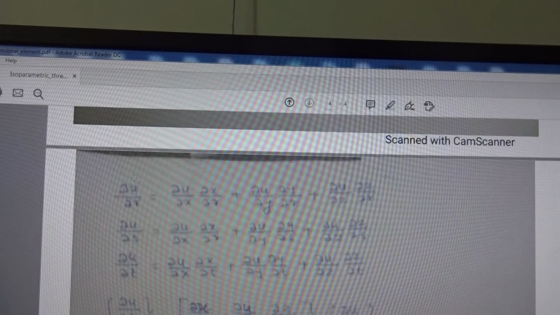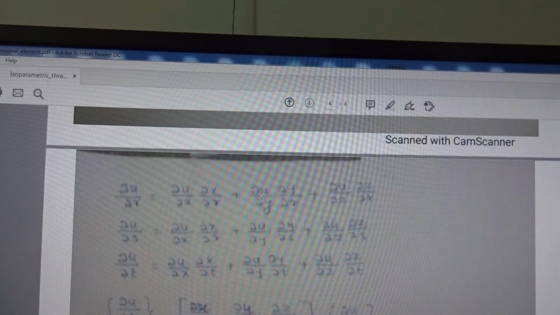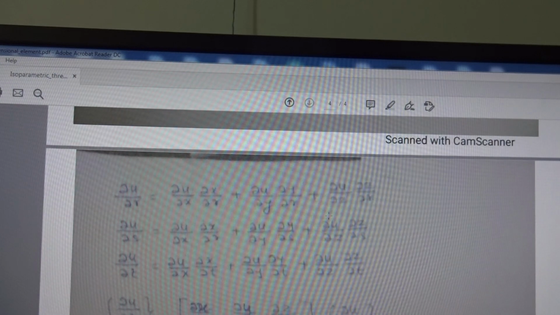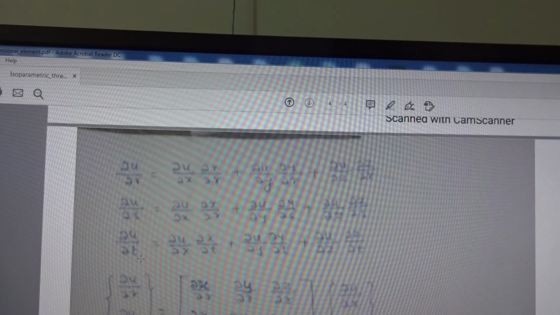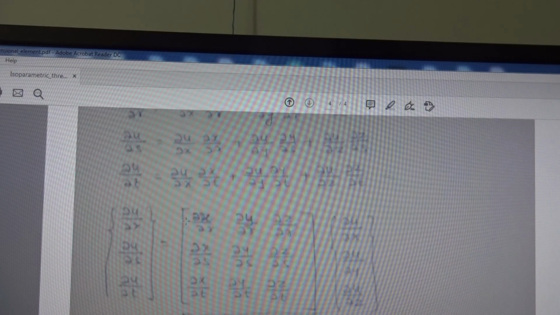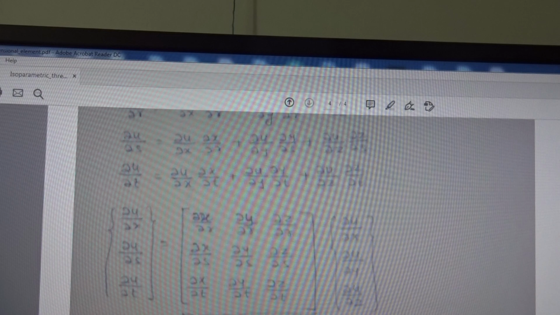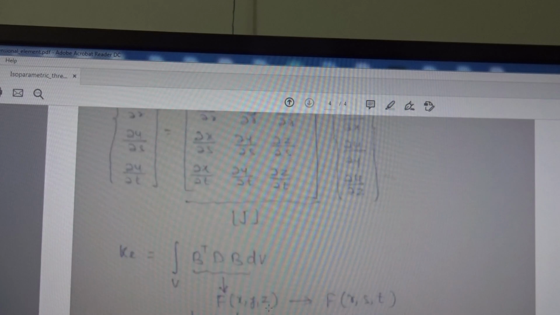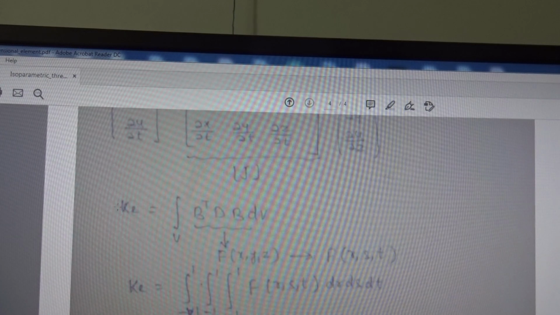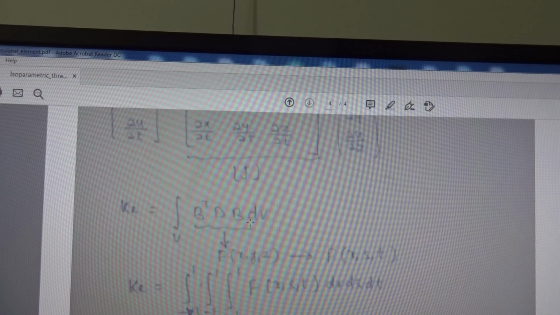Similarly to the 2 dimensions, for 3 dimensions you write del u by del r is equal to del u by del x times del x by del r, plus del u by del y times del y by del r, plus del u by del z times del z by del r. Similarly you can write del u by del s and del u by del t, and put them in matrix form. So this one is the Jacobi matrix. It was already explained for the 2 dimensional case. So how can we find Ke? Ke is equal to B transpose D B.